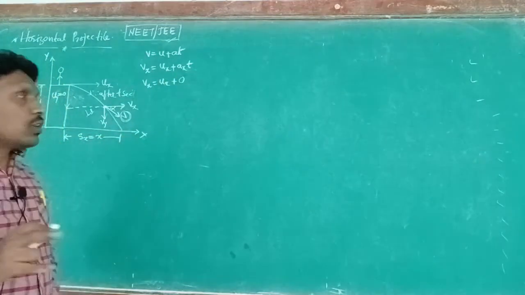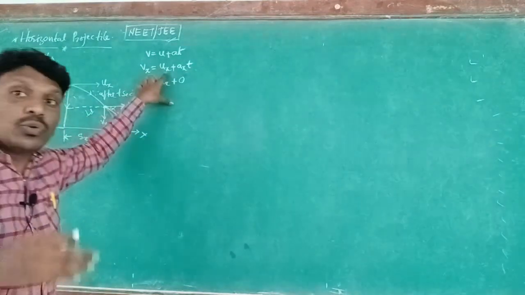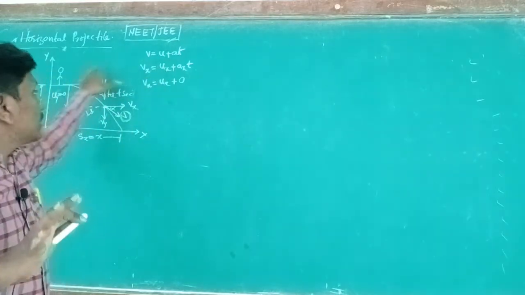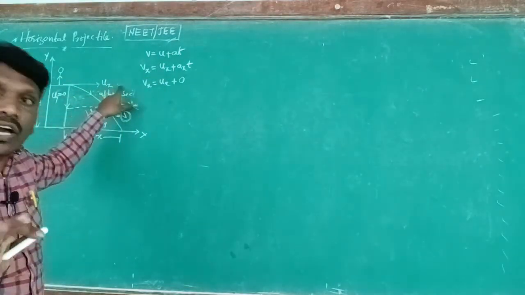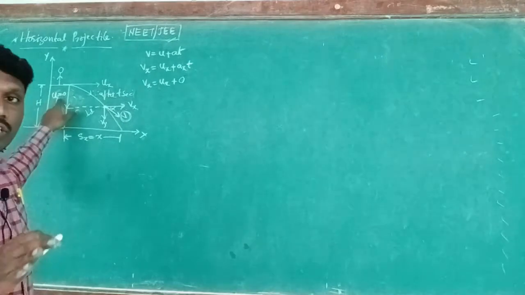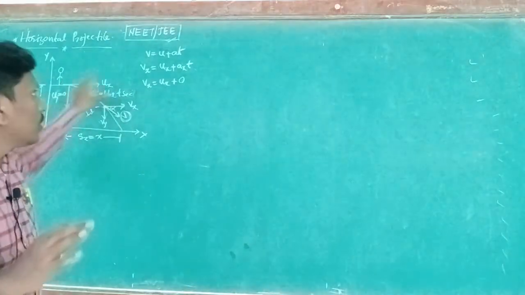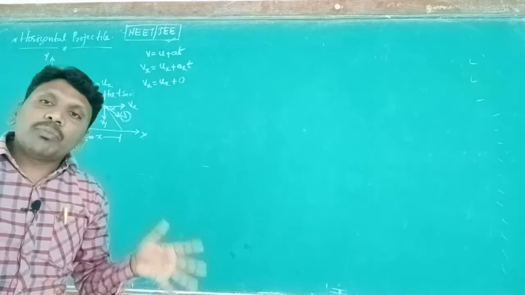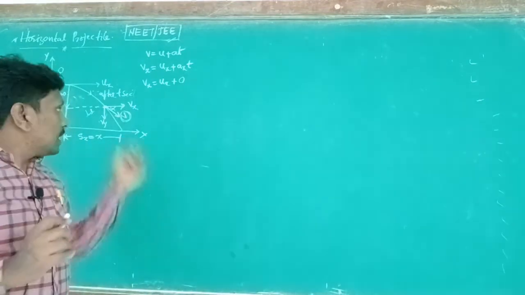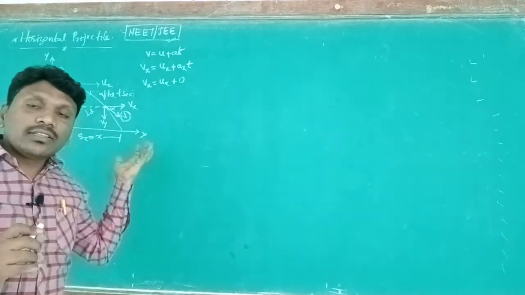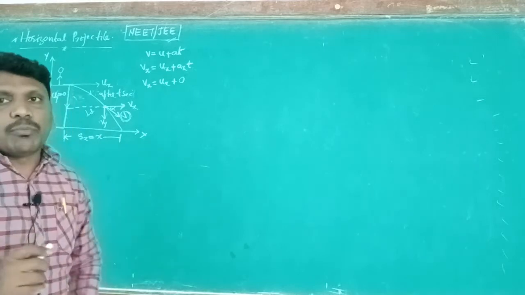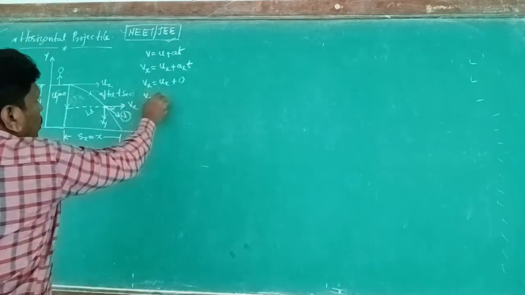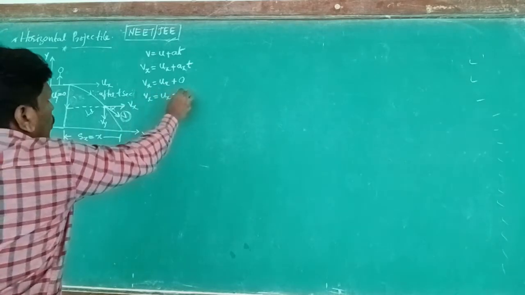You can ask one question, sir, ux is nothing but u cos theta. Listen to me. The initial velocity is only in the horizontal direction, there is no initial velocity in the vertical direction. So the initial velocity doesn't have components in the beginning, whereas the final velocity has the components. So we can say Vx is equal to ux, that is equal to what?